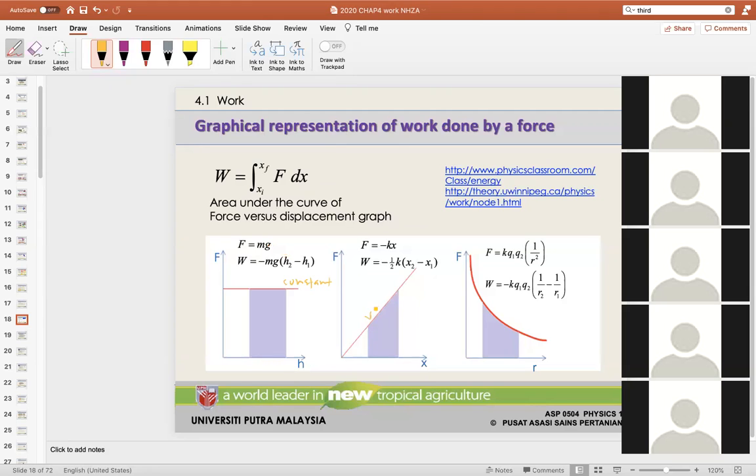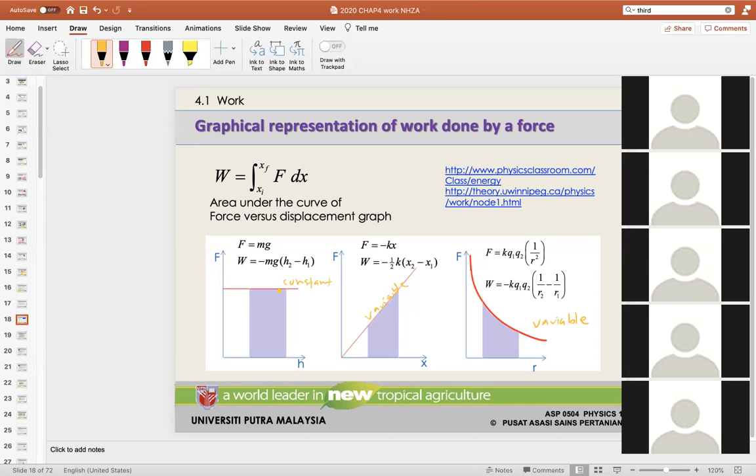This guy is a variable. The F increases with x. The F is constant with h. The F changes with r. So this is a variable. Again, this is a straight line, which means that my F is a constant value even though my h keeps on increasing. My F keeps on increasing when my x increases. My F keeps on decreasing when my r increases. So these two are variables and this guy is a constant.